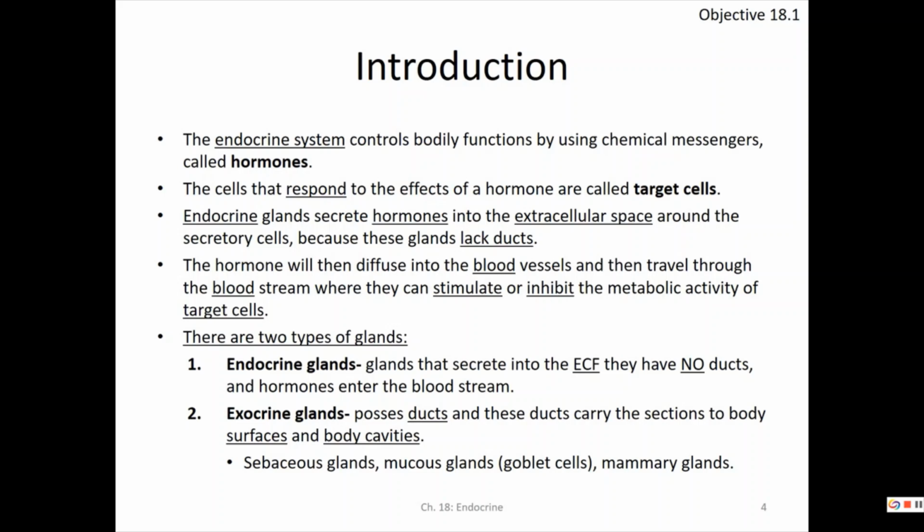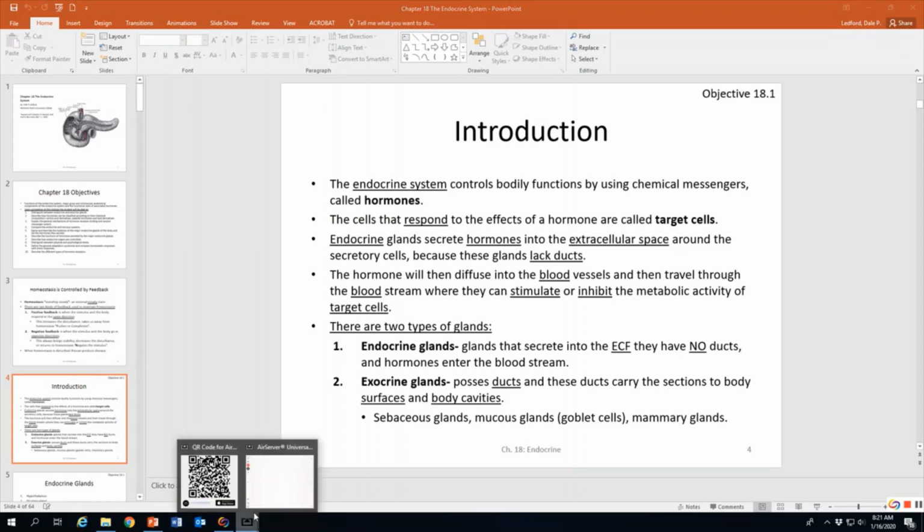And what these chemical messengers are: they are chemicals with structures that are in the bloodstream, and they will control body functions. They will go to a cell called a target cell, and they can turn that target cell on and off. Let me show you here. We're going to draw that out a little bit.